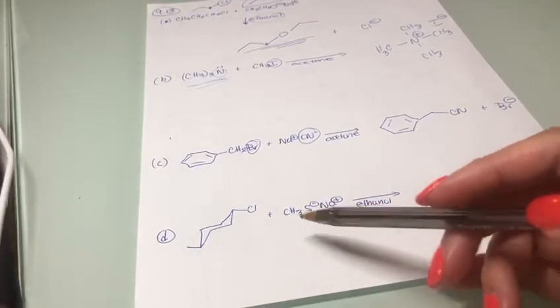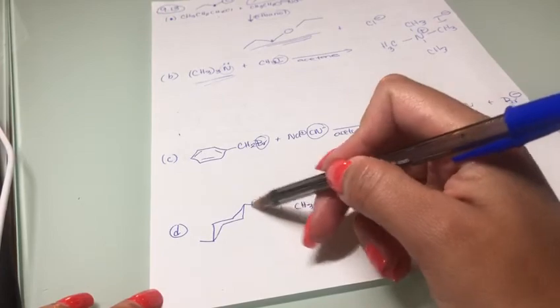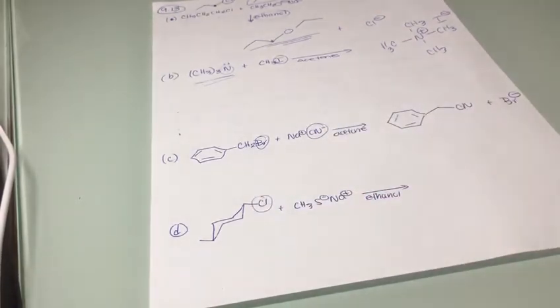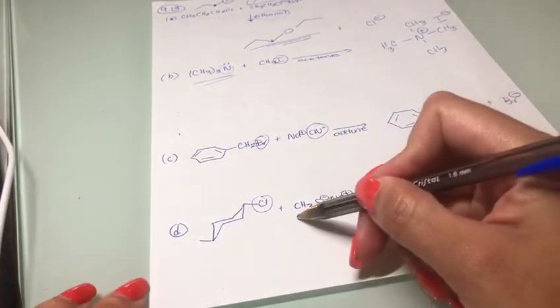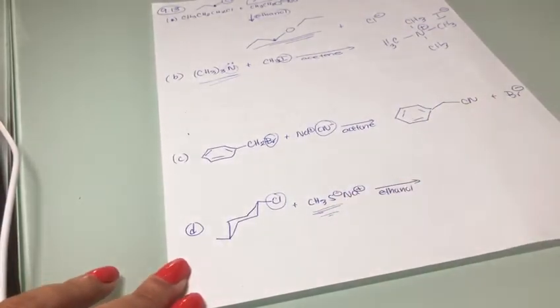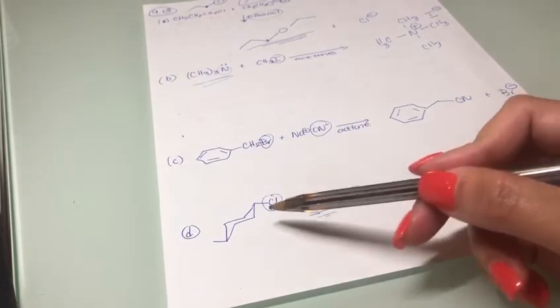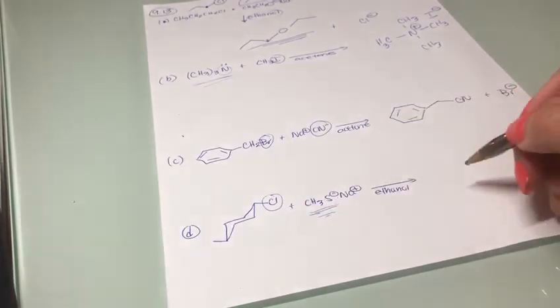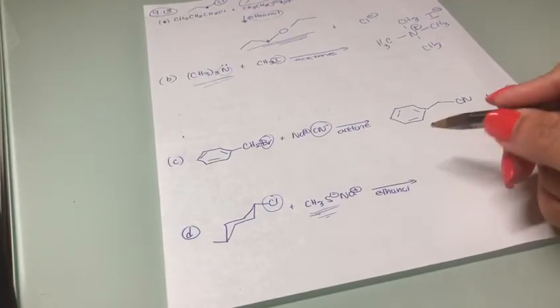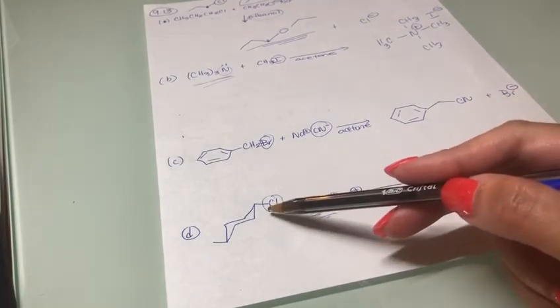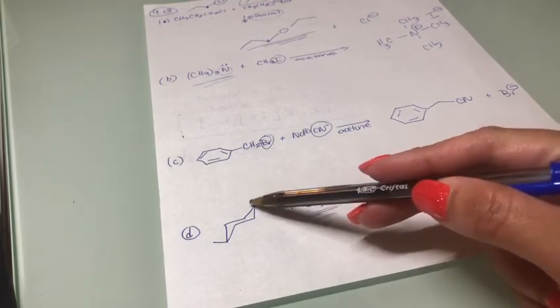Okay, next question. We have the chair conformation. This is your haloalkane. The halogen is your leaving group, and this is your nucleophile. Keep in mind, this is a nucleophilic substitution reaction, so what you will do is substitute the halogen with your nucleophile. And the configuration, the stereochemistry, is shown here.